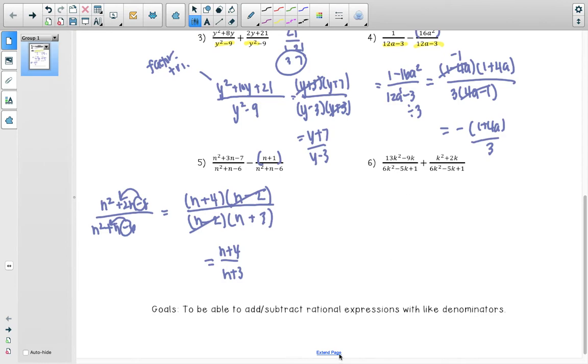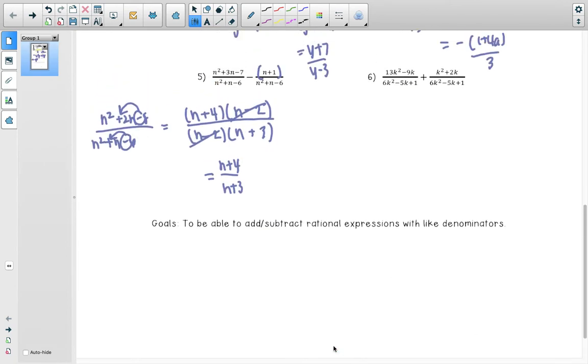All right, I will admit this one's going to be a little bit more work, so we're going to have to do that. Okay, 13k squared plus k squared is going to be 14k squared. We're going to make a line. And negative 9k plus 2k is negative 7k. All over the 6k squared minus 5k plus 1.